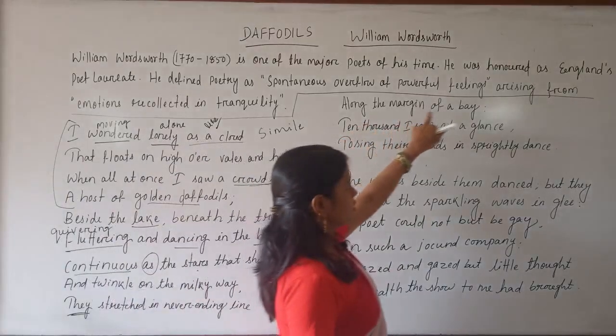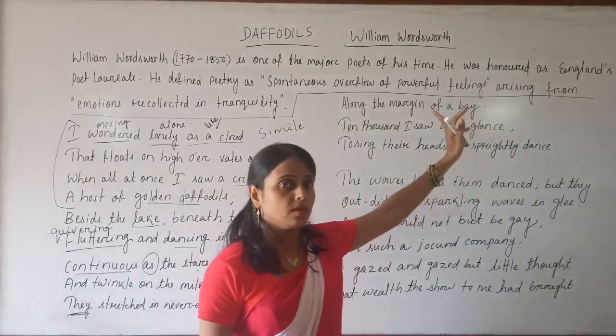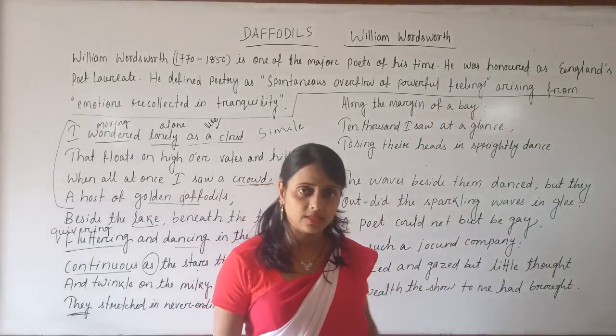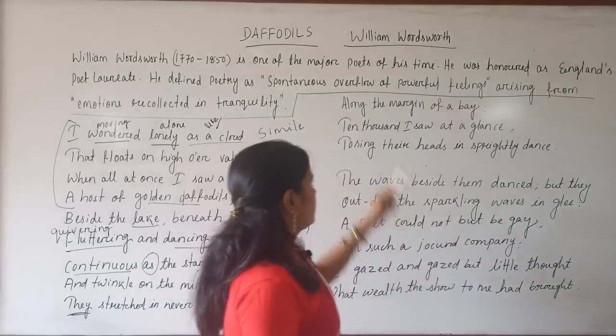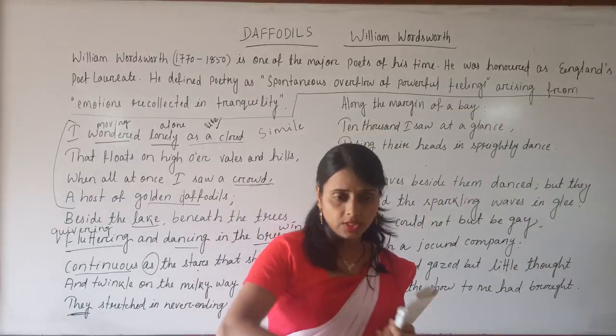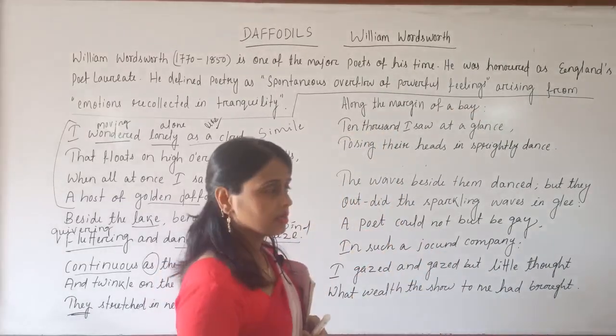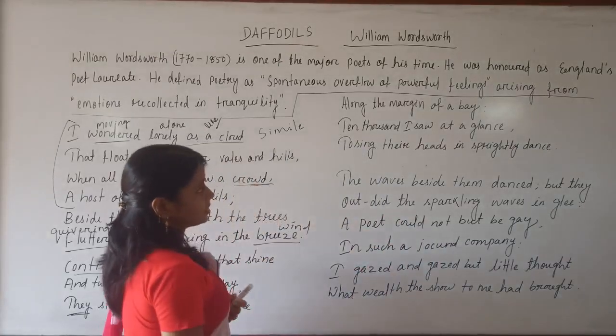Along the margin of a bay. Bay means sea, but here it is referring to a lake only, because near the sea we can't get flowers, only sands are there. At the margin, margin means what? Borderline. Okay? Bank of a lake. Along the margin of a bay.